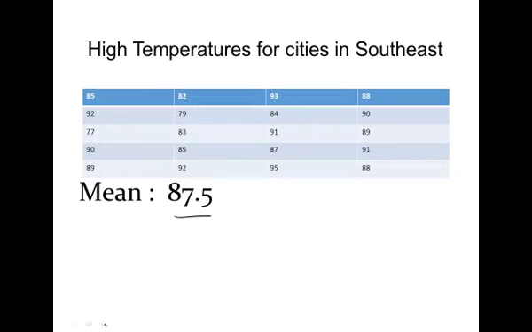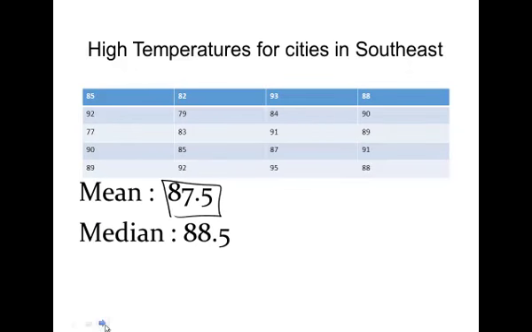So the mean should have come out to 87.5. And the median should have come out to 88.5. Remember, this was the sum of all the values divided by the number of values, which was 20. The median, remember, is either the middle value or the average of the two middle values. So what this tells me is that the two middle values were probably 88 and 89.